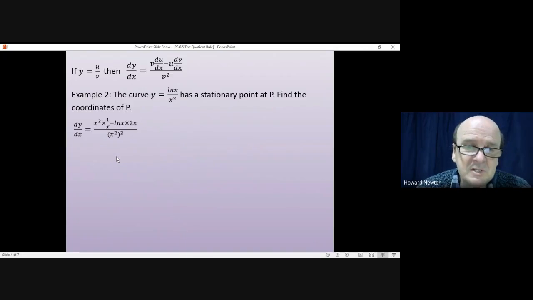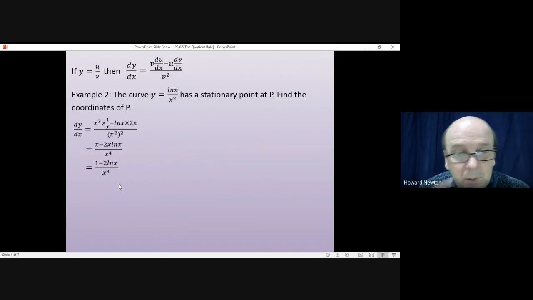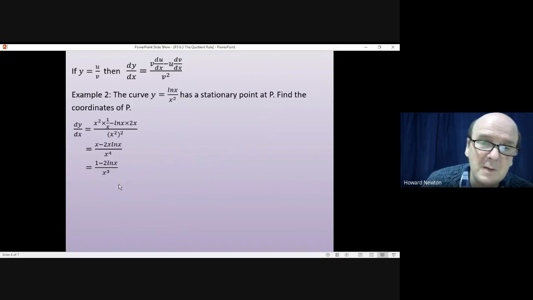That's the differentiation done. Tidying that up would give me x minus 2x log x, all divided by x to the 4. I can divide through the top and the bottom by x, and that will simplify to 1 minus 2 log x, all divided by x cubed. That is dy by dx.